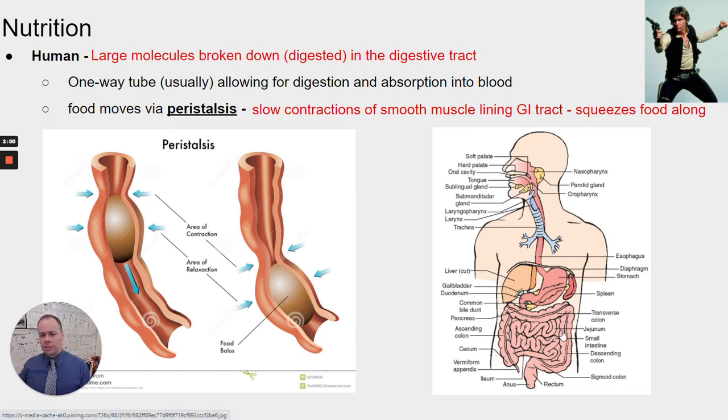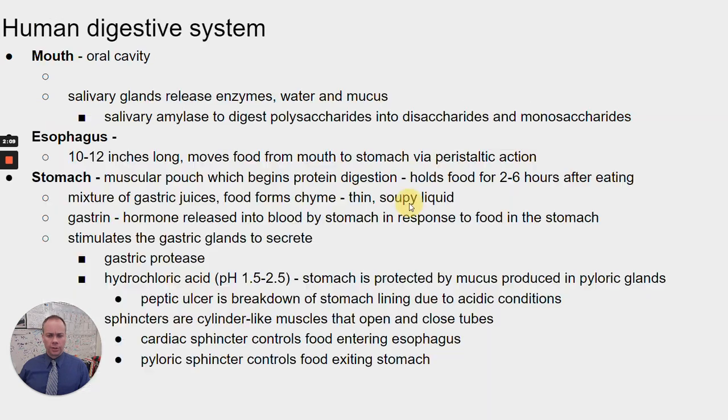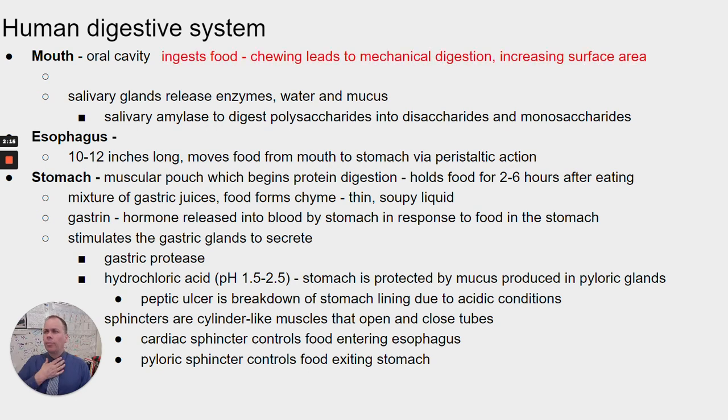In this diagram, we can see the overall details of the digestive system, various organs, and we'll be talking about a bunch of these different organs as we move through our notes here. So we'll start with the mouth, also called the oral cavity. Our mouth's function is to ingest food. And actually digestion begins here in the mouth.